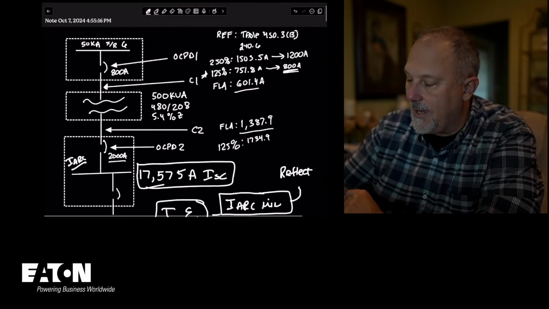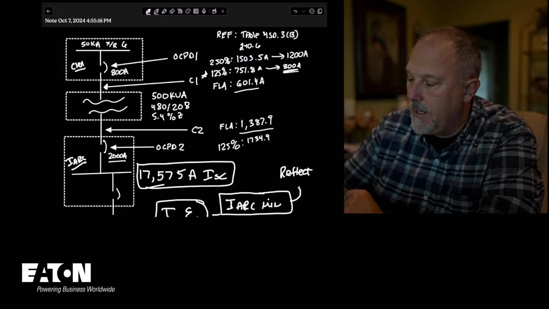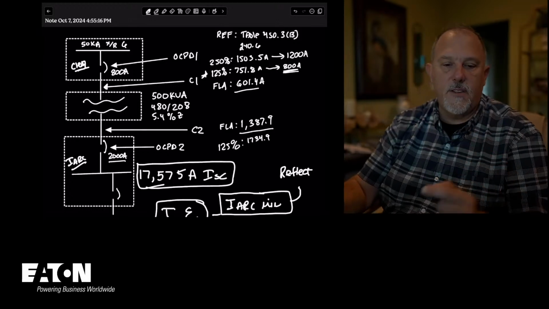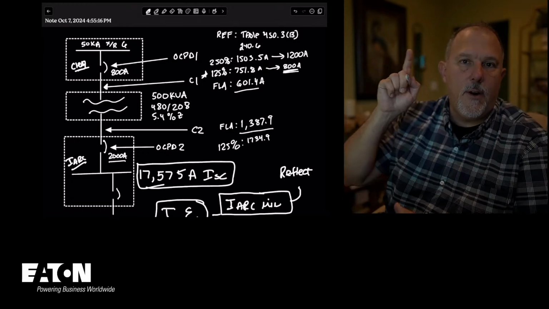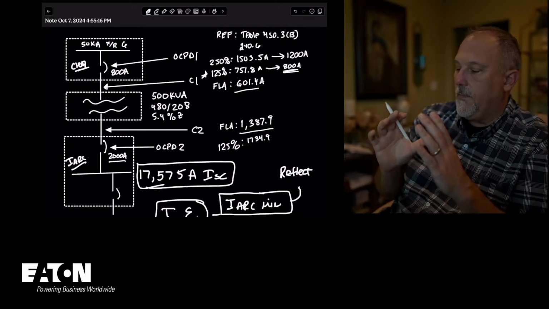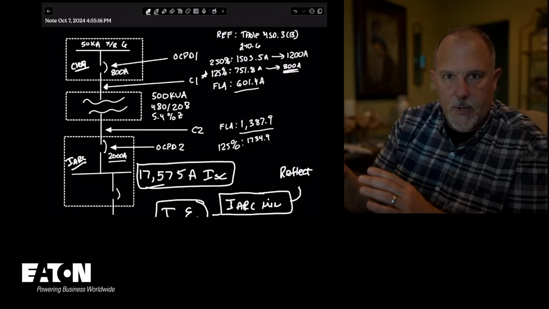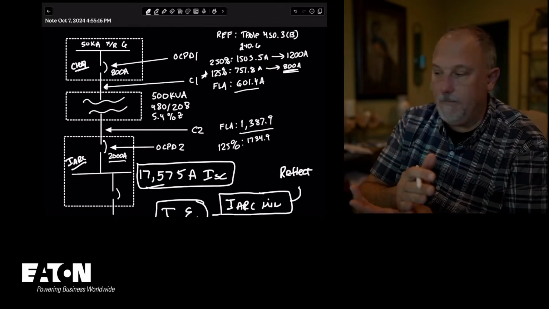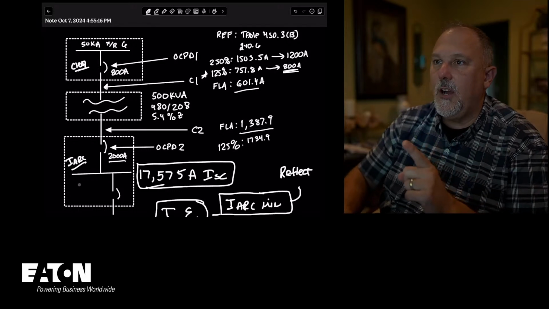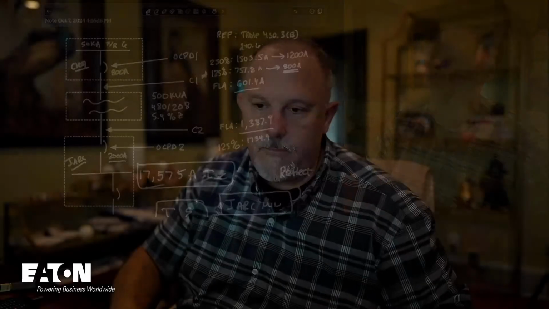But the clearing time, the protecting overcurrent protective device is the 800 amp on the primary. So I need to determine the arcing current on the secondary, reflect it to the primary, and determine my clearing time. So now to determine the arcing currents, okay, 6:41. I started at 5. This is going to be a 2-hour program. So now to determine the arcing currents, there is a Bussmann app.